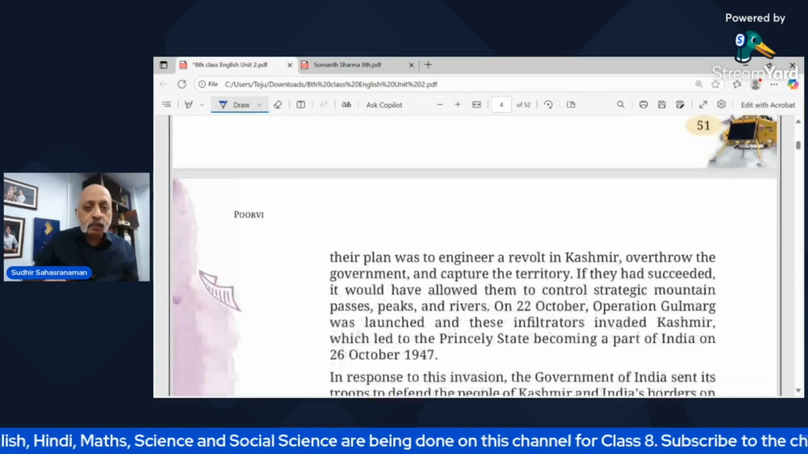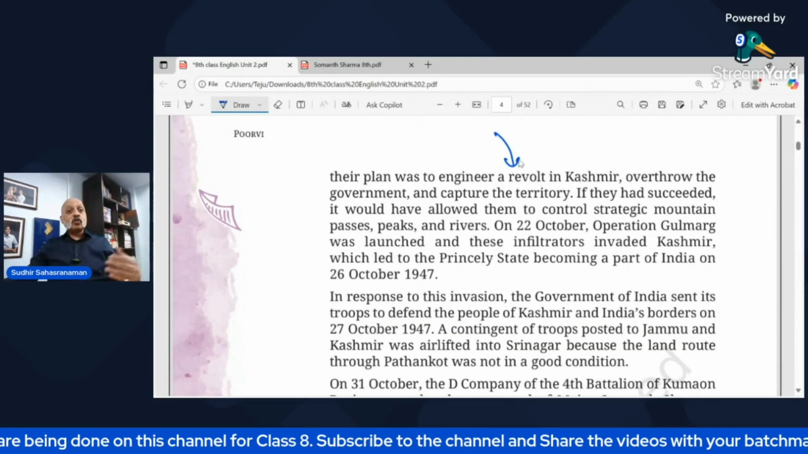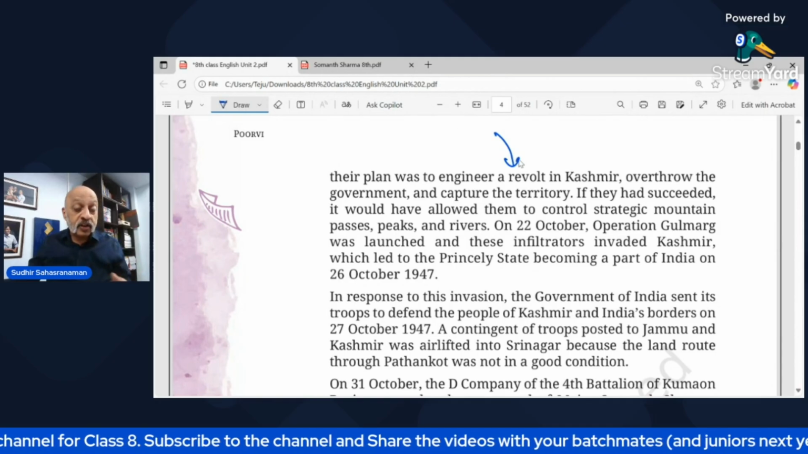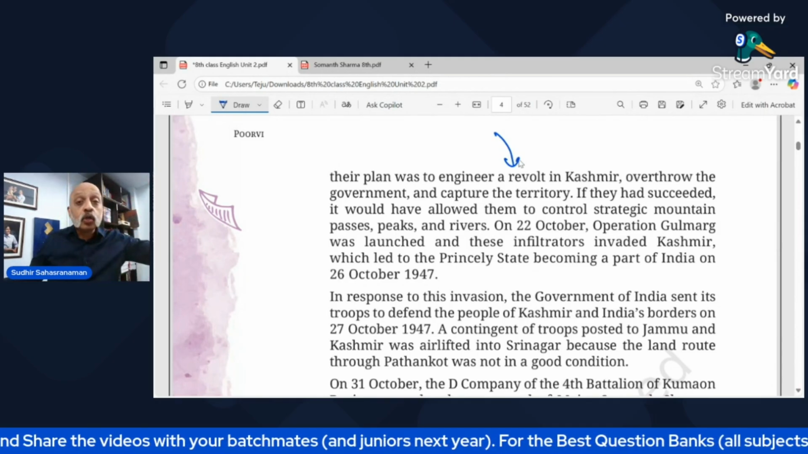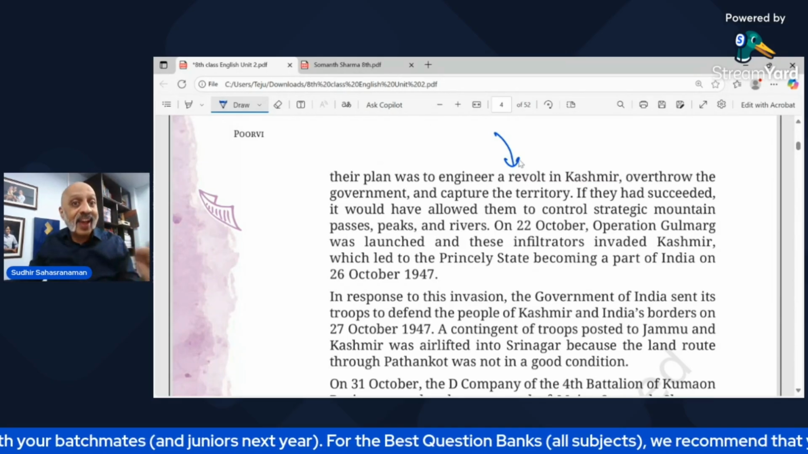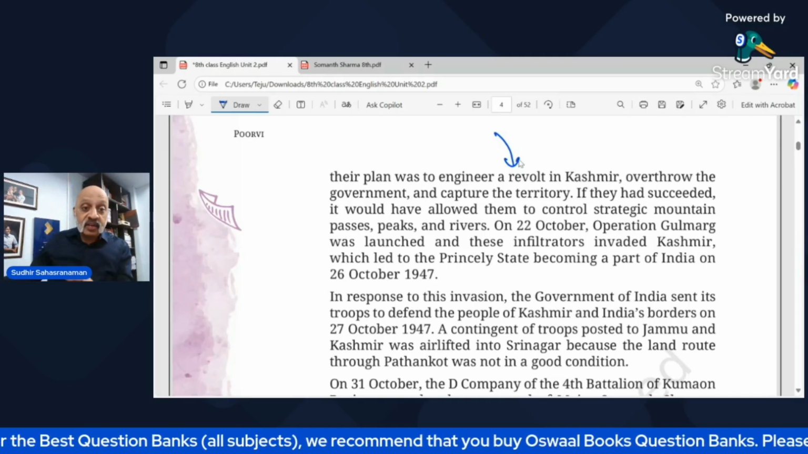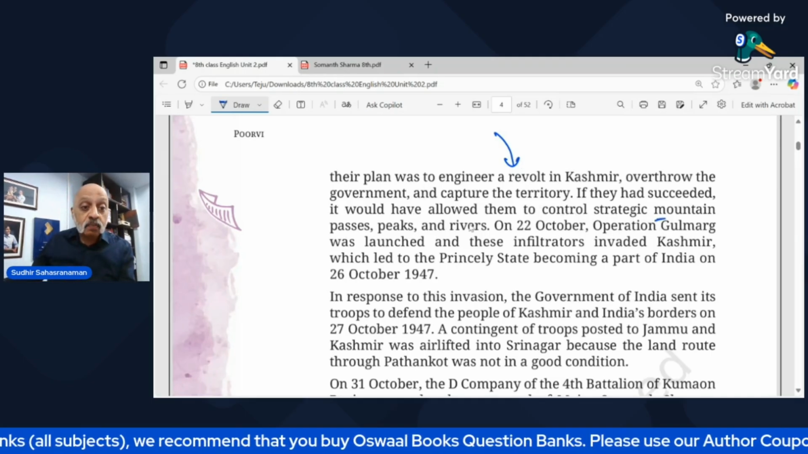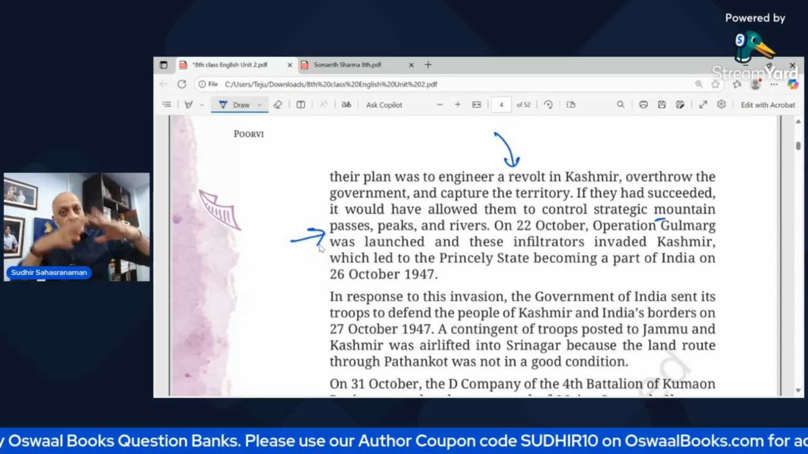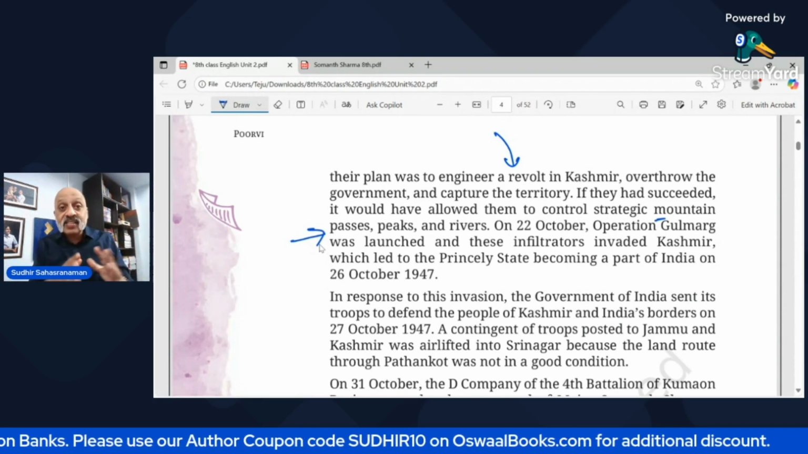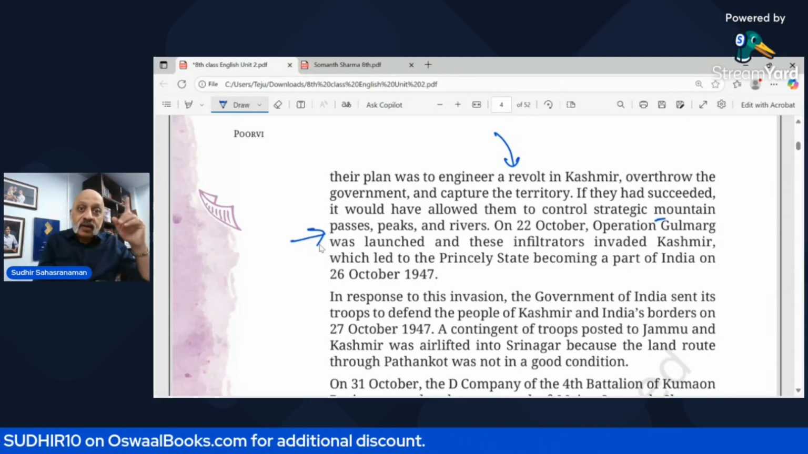The ultimate goal of their plan was to engineer a revolt in Kashmir, to make it seem as though the people of Kashmir do not want to be part of India. Instead, they would be wanting to be part of Pakistan. That's what they wanted to convey to the world: overthrow the government and capture the territory. If these Pakistani invaders had succeeded, it would have allowed them to control strategic mountain passes, peaks, and rivers. All the rivers flowing through Kashmir, all the mountain peaks, the valleys, everything they would have managed to control. So it was very important to ensure that this did not happen.